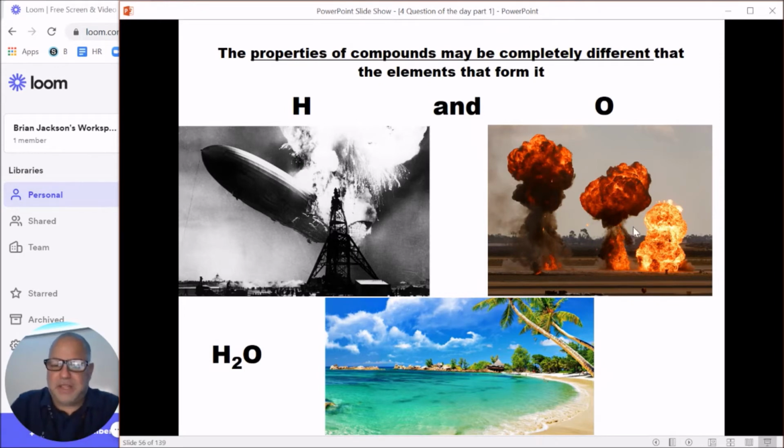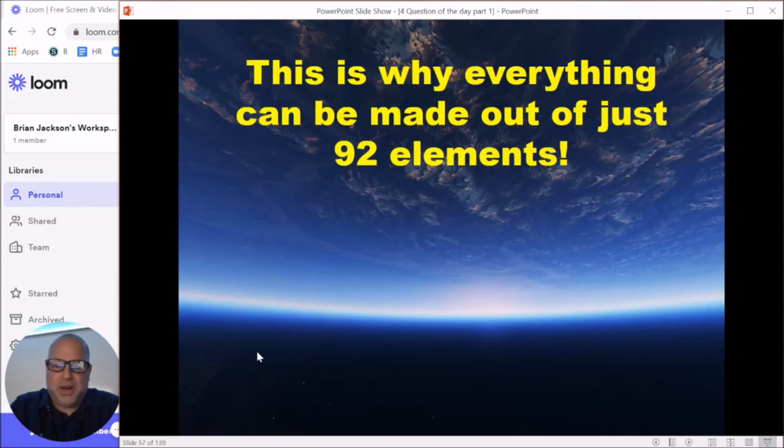Think about it. If something's on fire, let's say over here, what are you going to throw on it? More hydrogen and more oxygen, two of the most flammable things that we know of. Well, that makes no sense at all. But that's kind of the beauty of chemistry, right? This is why there are only 92 elements.